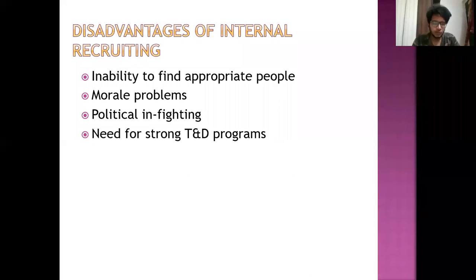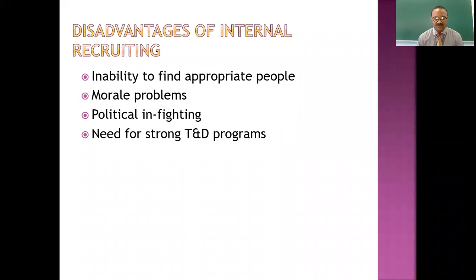Disadvantages of internal recruiting: inability to find appropriate people, morale problems, political infighting, need for strong T&D programs. What are the disadvantages? One is inability to find the right person. So you have a job analysis, but since you are looking internally, you may not get the right match. You may get somebody just around 65% or 70% matching the requirement, but not up to the mark.